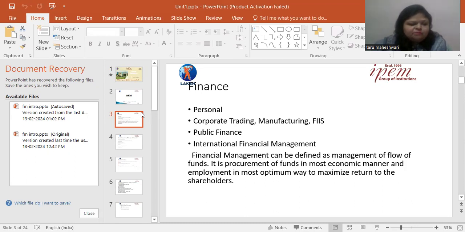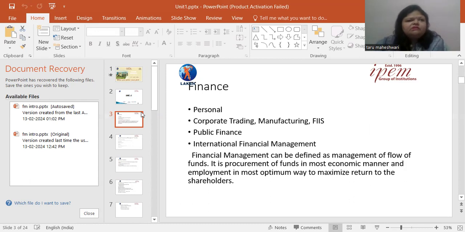When we talk about public finance, it is mostly related to the public and the government. The government collects taxes from the taxpayers and invests them for the development of the public. So this is public finance. Again, the management of funds is also required in public finance.